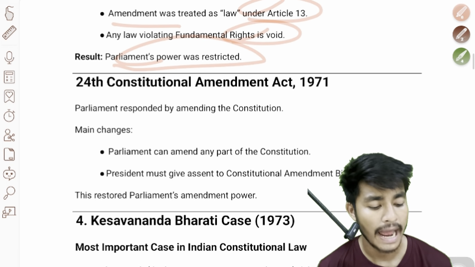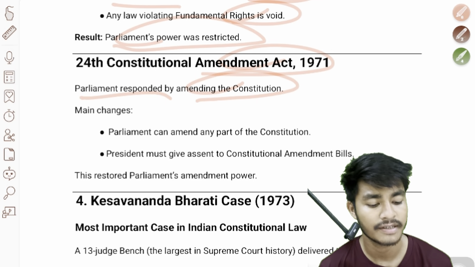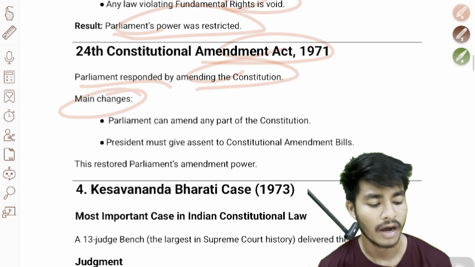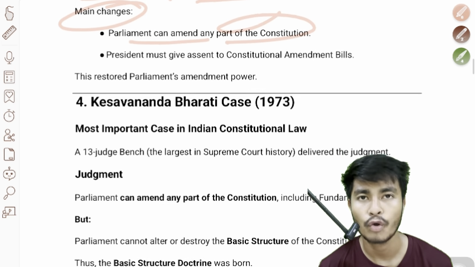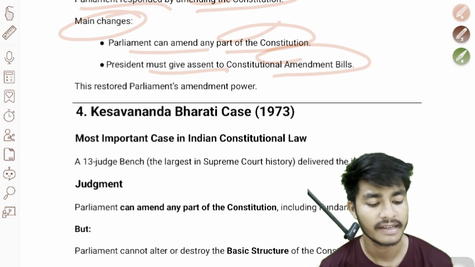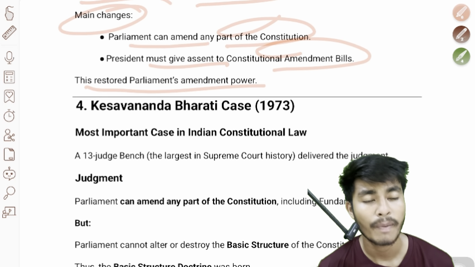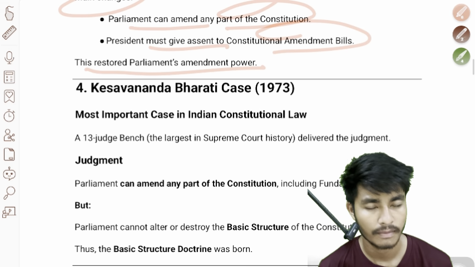24th Constitutional Amendment Act, 1971: parliament responded by amending the constitution. Main changes: parliament can amend any part of the constitution, and the President must give assent to constitutional amendment bills. This restored parliament's amendment power. So the fourth one is the Kesavananda Bharati case, 1973.